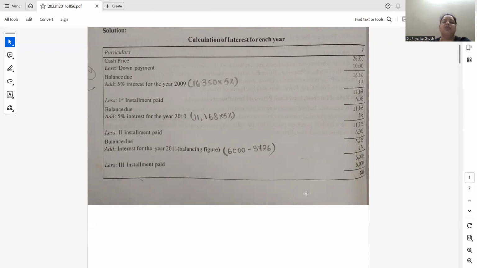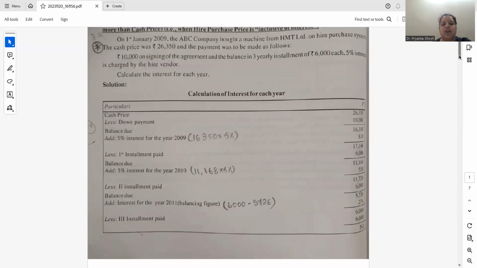So this is how we calculate the interest under the hire purchase system. I hope you understand.